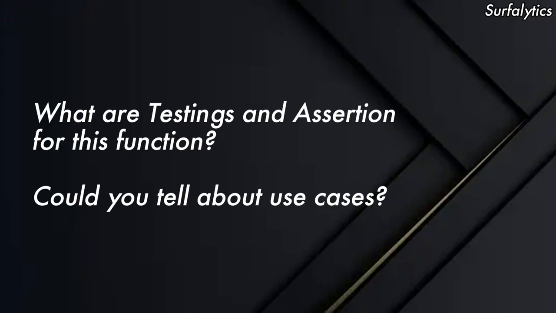What are the testings and assertions for this function? Could you tell me about use cases? So we have two lists as input. First we can run the function and print the result. Here we expect that they intersect on 2 and 3.